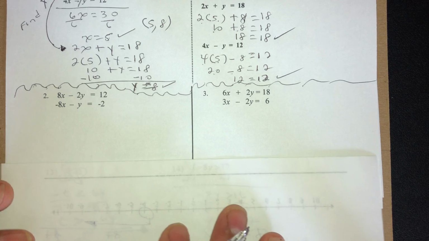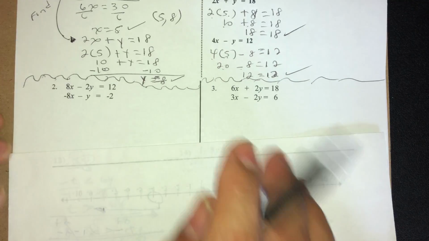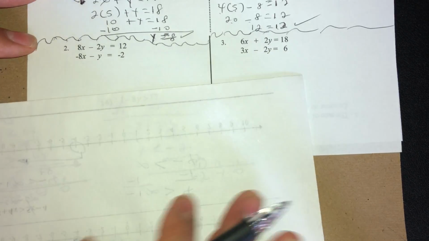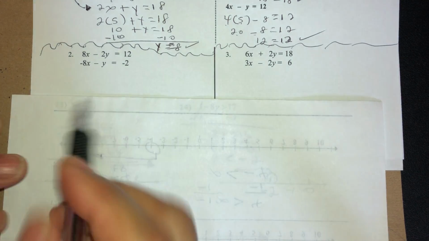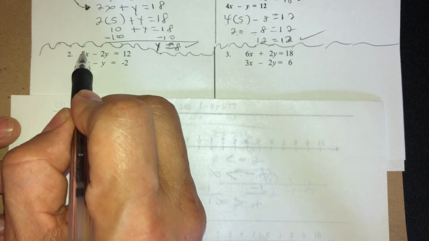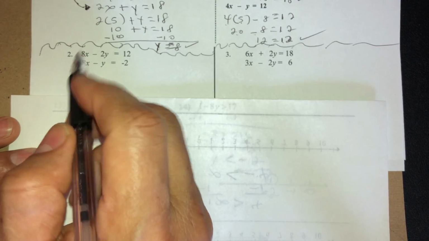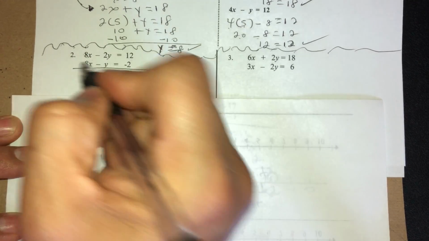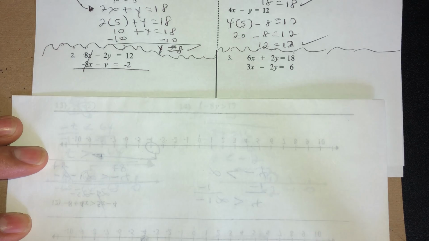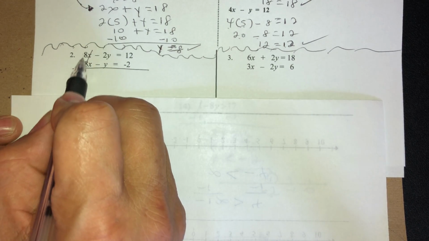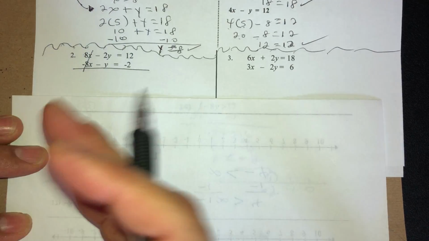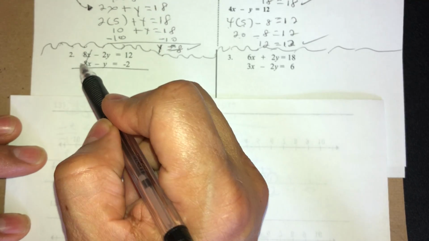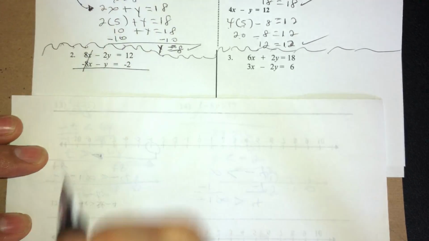As you can see on number 2, the x's are ready to be eliminated. Why? Because they have the same coefficient, 8 and 8, and they have opposite signs. That's plus and that's minus. So automatically I can eliminate my x because 8 minus 8 is 0. Okay, guys? En este automáticamente puedo eliminar las x porque ya tienen el mismo coeficiente y signos diferentes.